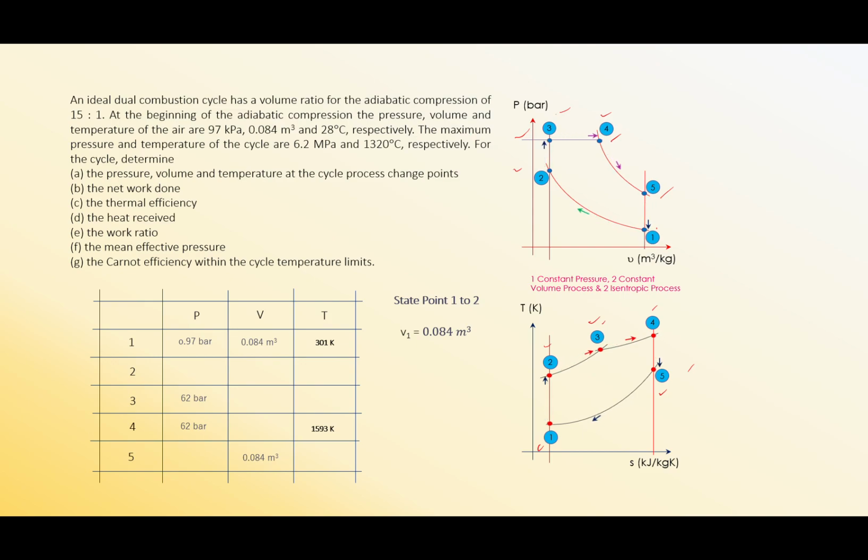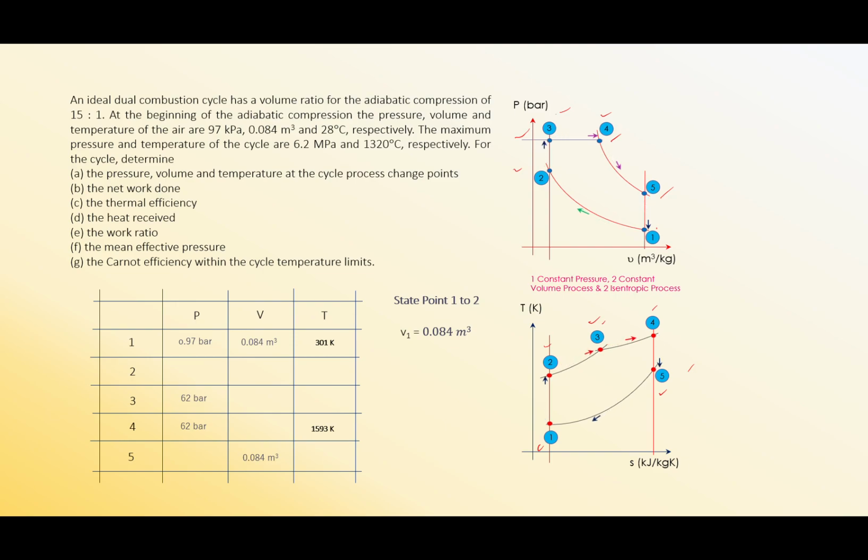The question says that the maximum pressure and temperature of the cycle are 6.2 megapascal, which is equal to 62 bar, and 1320 degrees C. Adding 273, you have 1593 Kelvin.